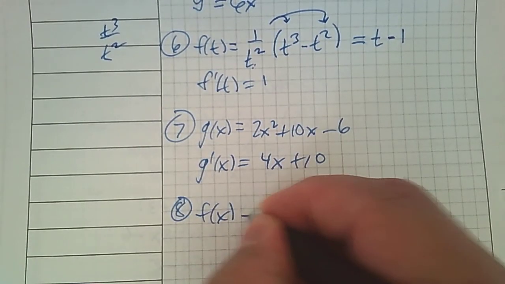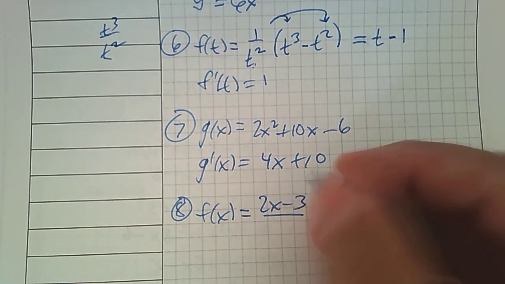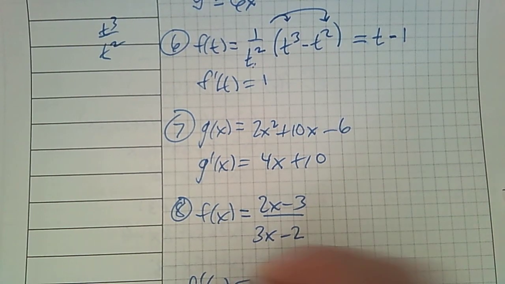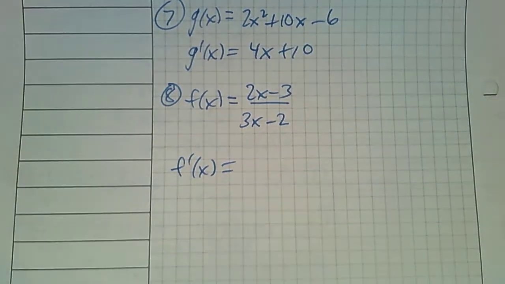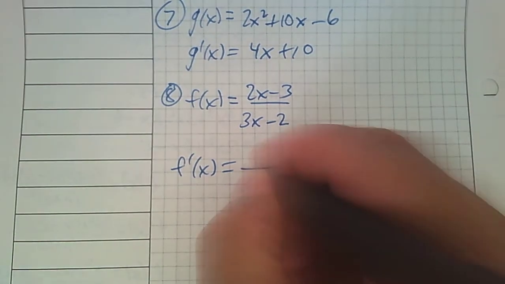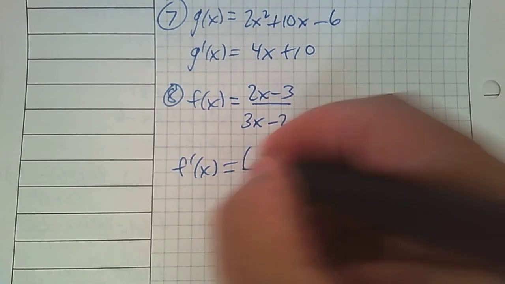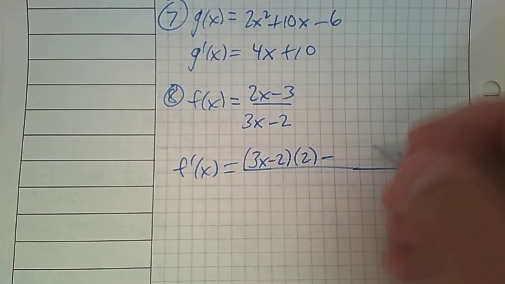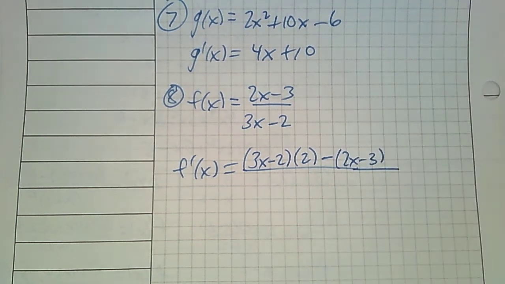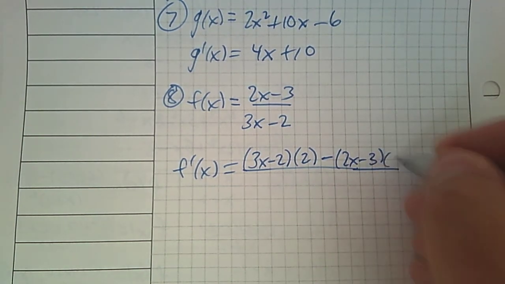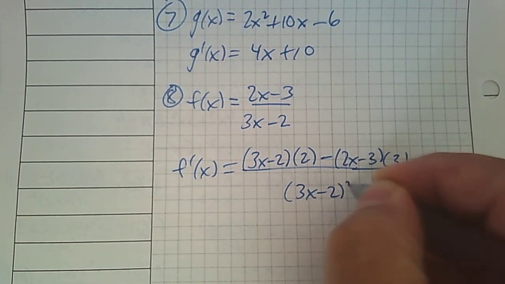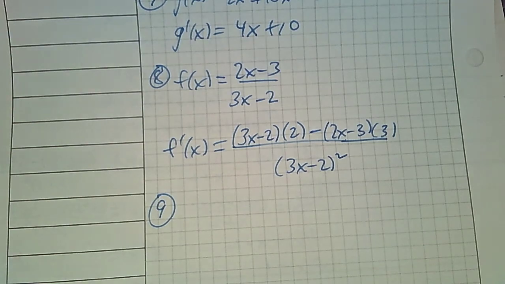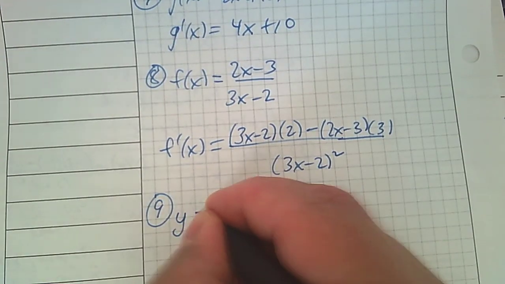Number 8. In number 8, I look to see, is there something factorable where I could simplify to use algebra? And the answer is there is none. So in this situation, there's no algebra that I see to simplify it. We're going to use the quotient rule, and I'm not going to simplify. So the quotient rule is the bottom times the derivative of the top, subtract the top times the derivative of the bottom, that's just 3, and then take the bottom and square it. Done.